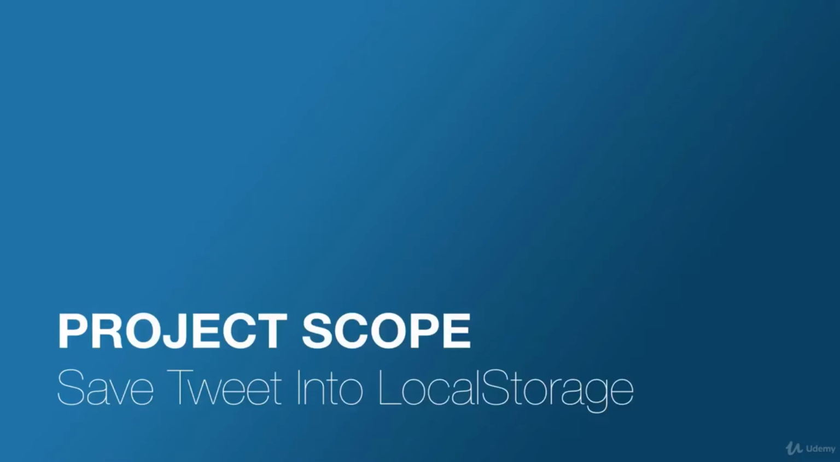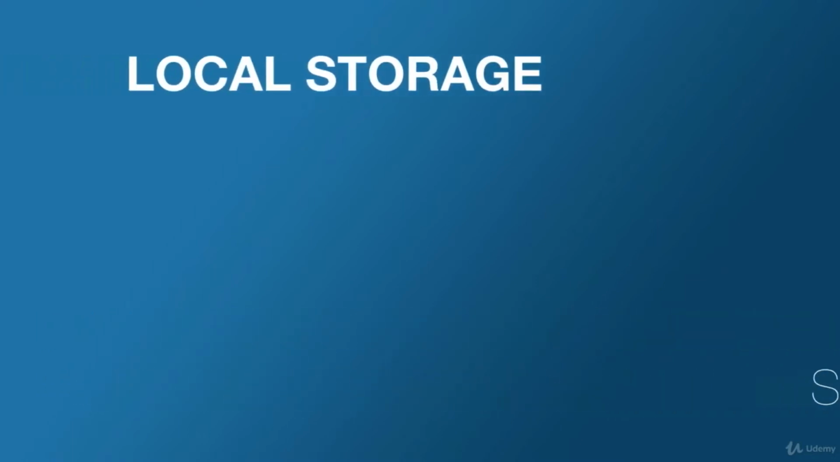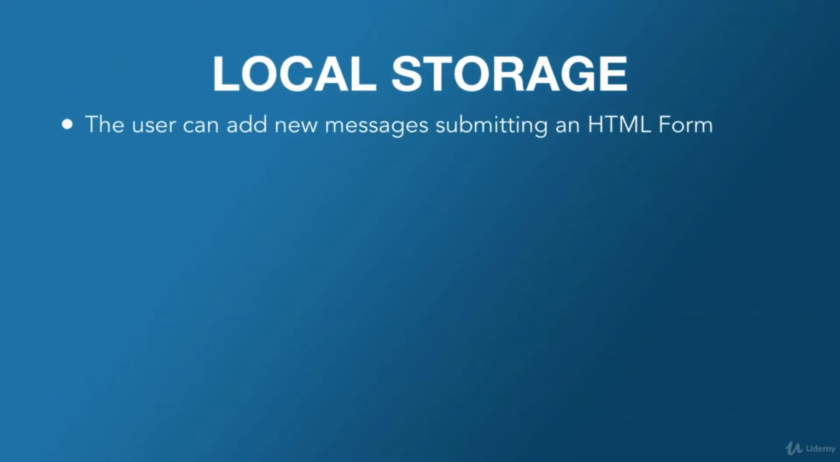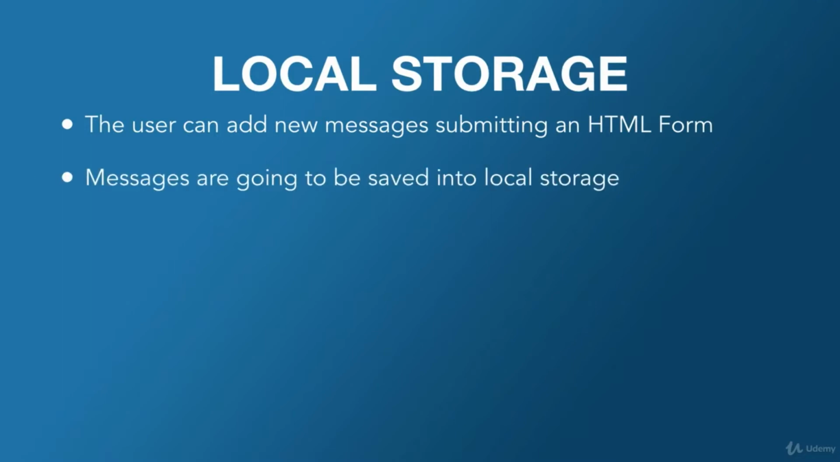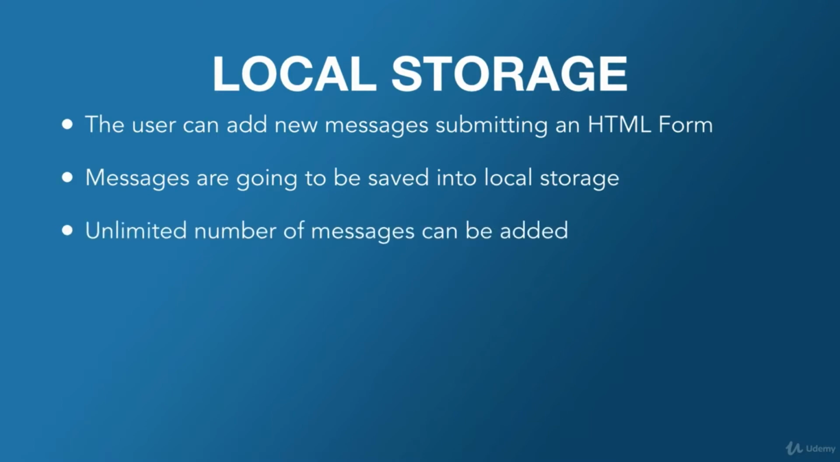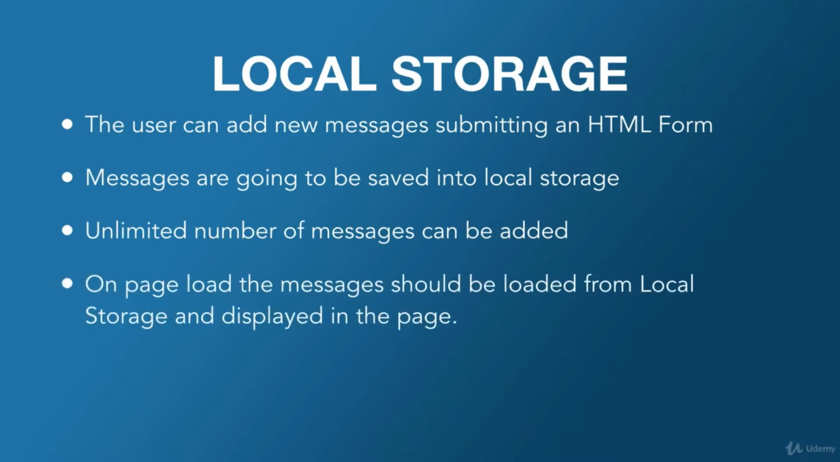So let's review the project scope for the second project. This is going to be a save tweet into the local storage. The user can save new tweets using an HTML form, and they are going to be saved into local storage. The messages are going to be saved into local storage. An unlimited number of messages can be added into the storage.